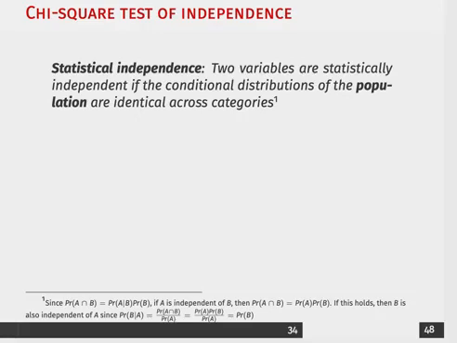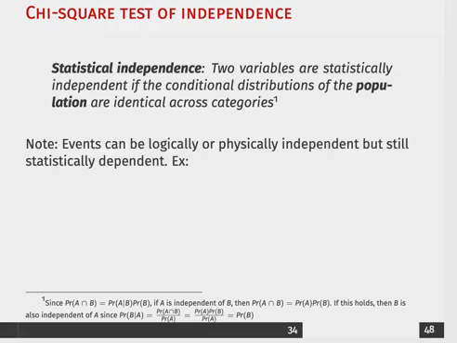Now that we have our within-group proportions based on the outcome, we can conduct a chi-square test of independence. When we're talking about a test of statistical independence, we're talking about whether or not two groups are independent if the conditional distributions of the population are identical across categories. I know that sounds a little bit tricky, but essentially what we're saying is that events can be logically or physically independent, but still be statistically dependent.